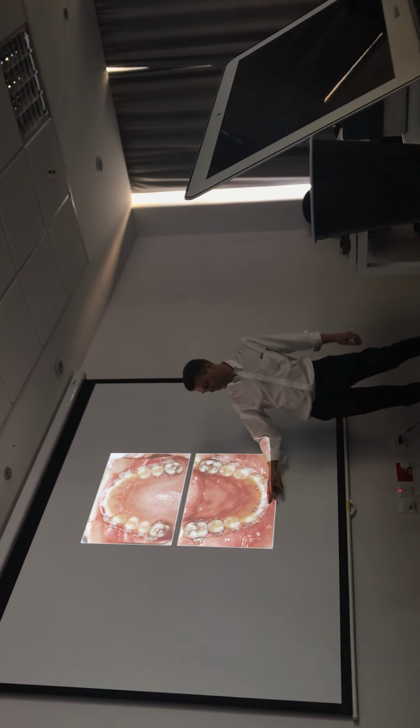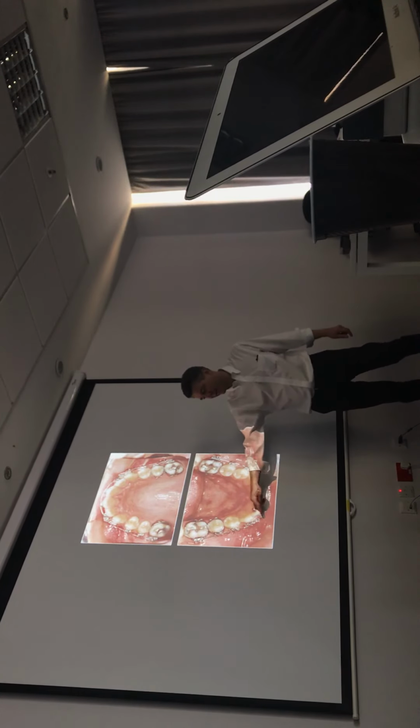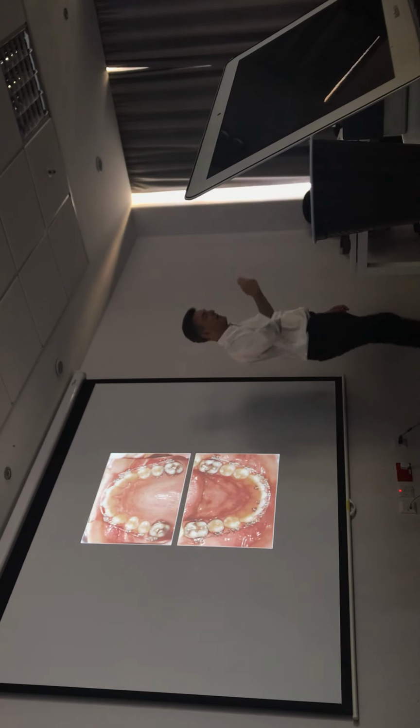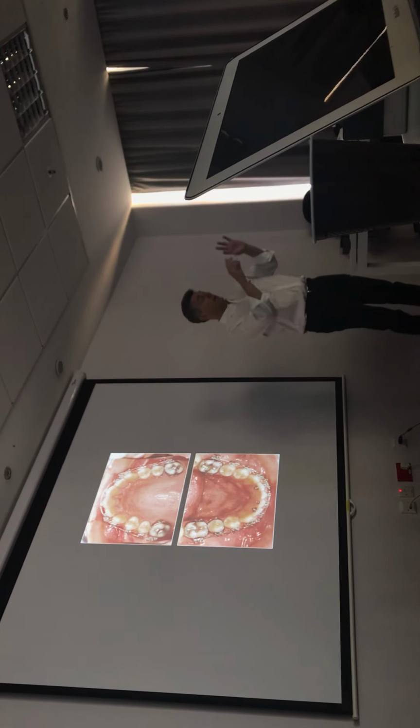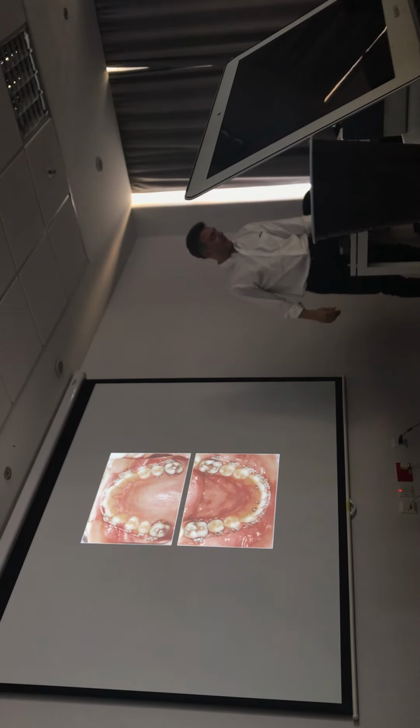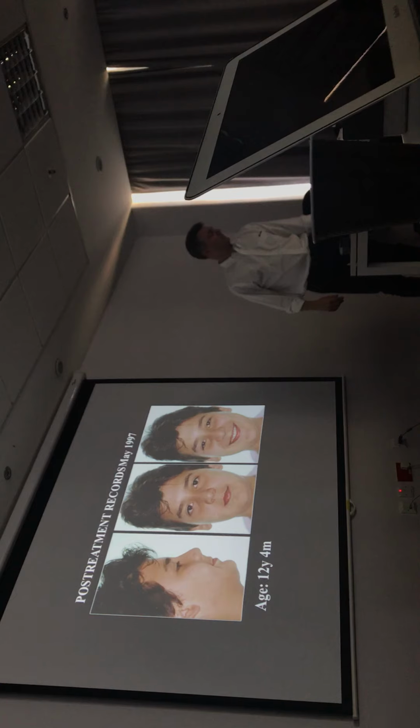So you see, the brackets was a little bit not perfect, so I put there and I ran an elastic to rotate. And when the brackets is in the wrong position, I just ligate the twin on. Rotation tricks.